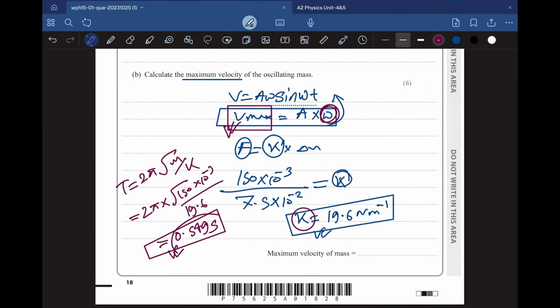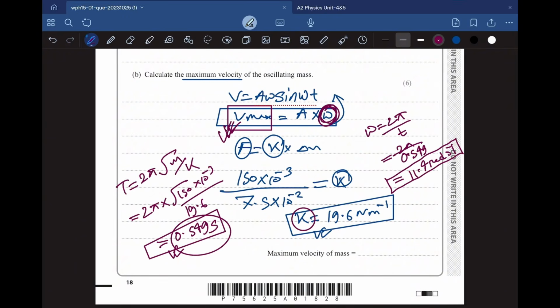Now we can use this time period to calculate our angular velocity, because the angular velocity is required to figure out the Vmax. So angular velocity will be equal to 2 pi divided by the time taken. So it will be 2 pi divided by 0.549 seconds, which is equal to 11.4 radian per second. So this is my angular velocity.